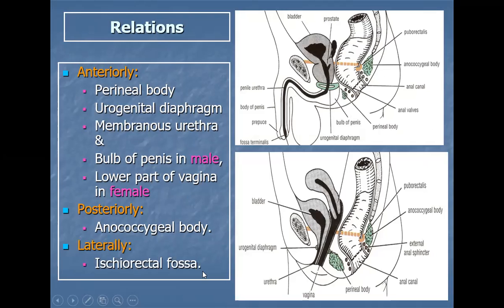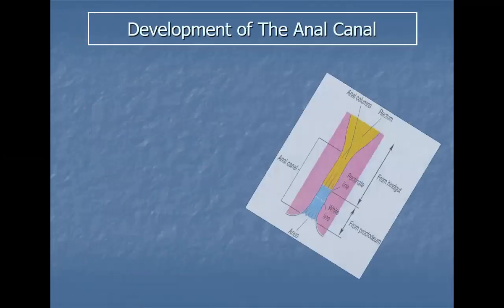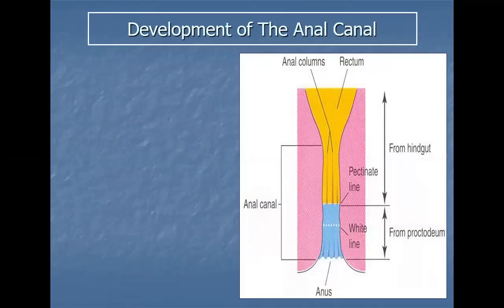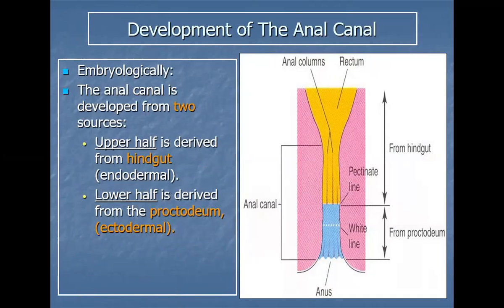Laterally, there is a fossa called the ischiorectal fossa. Very important fossa on either side, that is called the ischiorectal fossa. Now coming to the development of the anal canal, this is very important because depending on the development, the blood supply, venous drainage, lymphatic drainage, nerve supply, everything differs. So you should know the development of the anal canal.